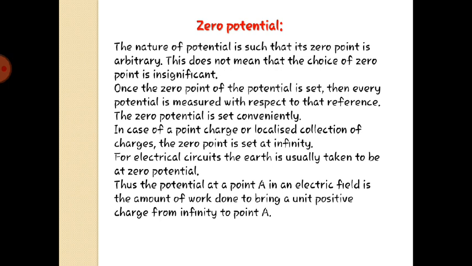So the nature of potential is such that its zero point is arbitrary. This does not mean that the choice of zero point is insignificant. We say that it is grounded, we say that it is earthing, so that meaning is nothing but zero potential. So potential is zero over there, so current will not flow through it as potential is not there.